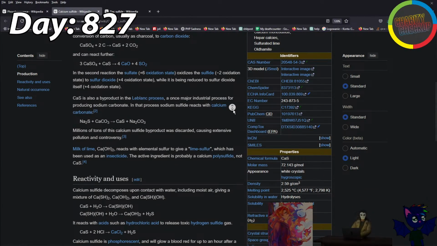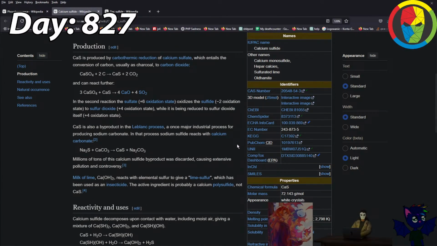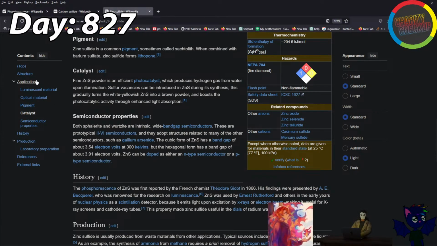Oh. Milk of lime. You chemists and your names. Yep, the lime milk, yeah. The lime milk, was it zinc lime sulfide? Sulfur. Application, structure, production.